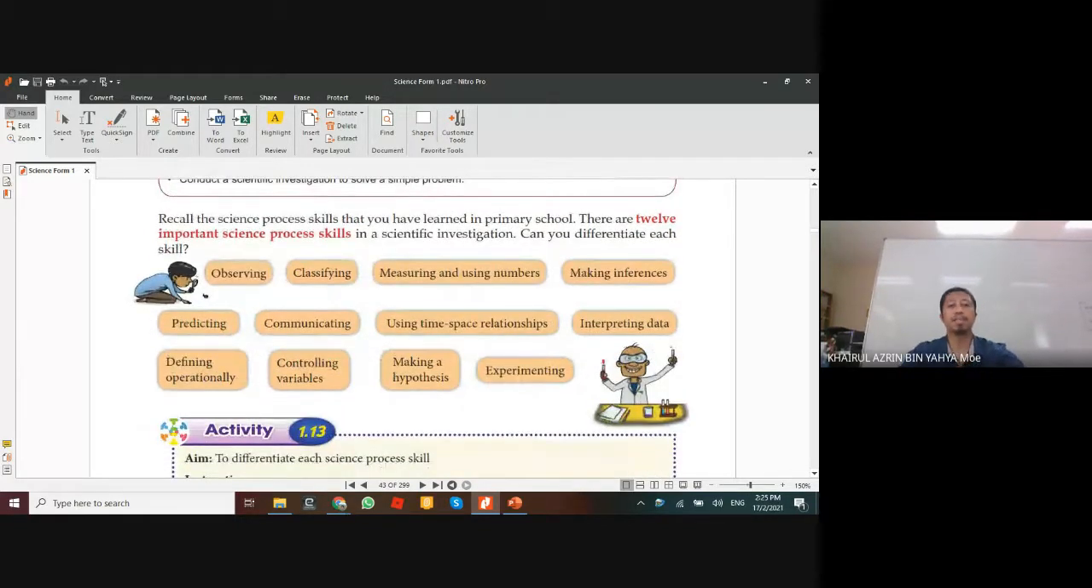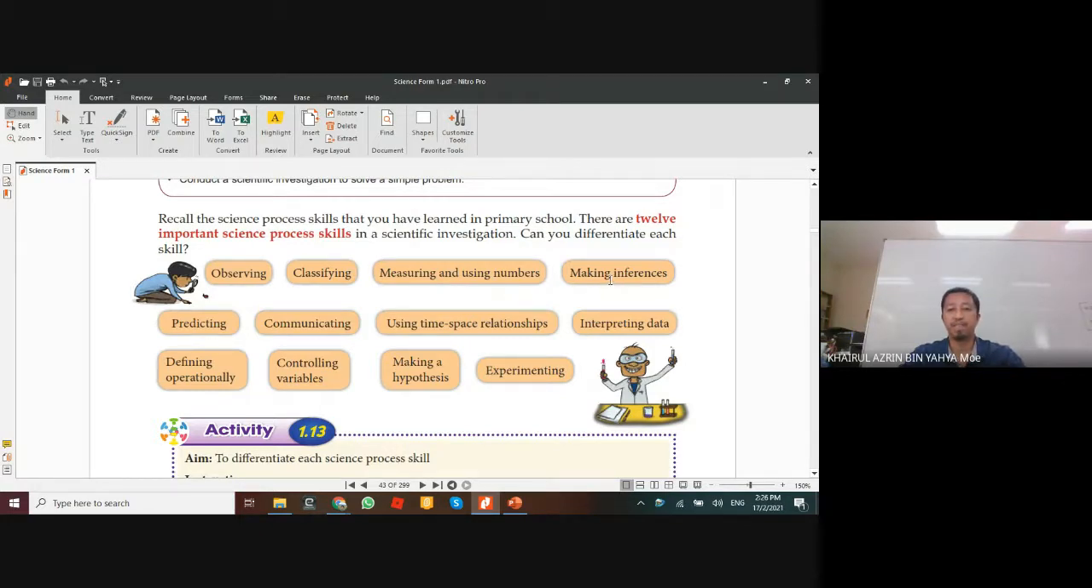Let me read here. Recall the science process skills that you have learned in primary school, sekolah rendah. There are 12 important science process skills in a scientific investigation. So can you differentiate each skill? How many science process skills? We have 12. So start with this one. Observing, memerhati, tengok. And then classifying, mengelaskan. And then third, measuring and using numbers, mengukur dan menggunakan nombor.